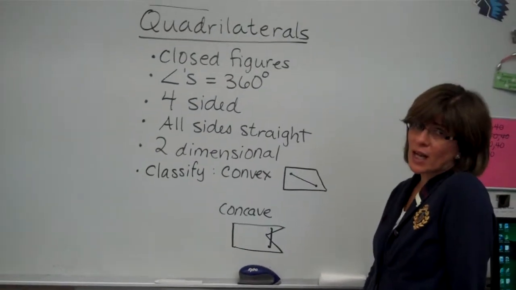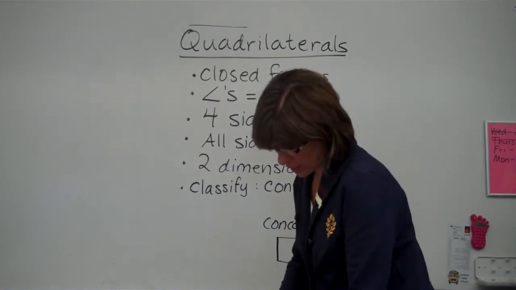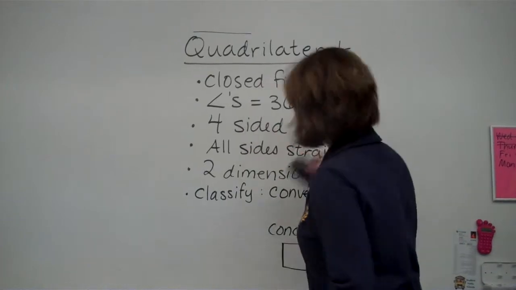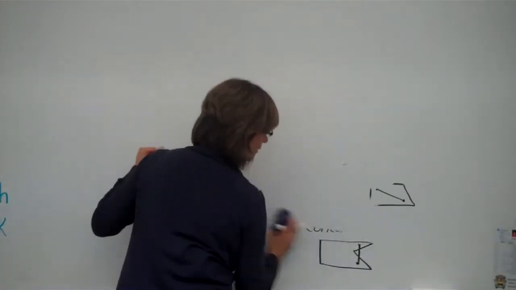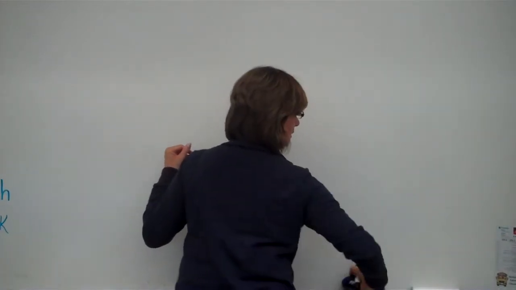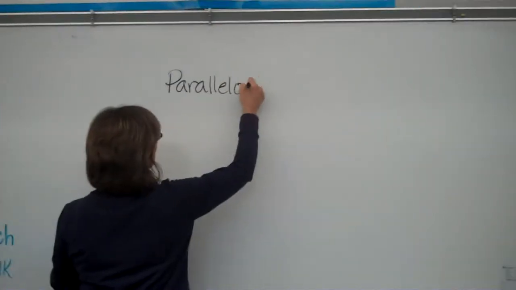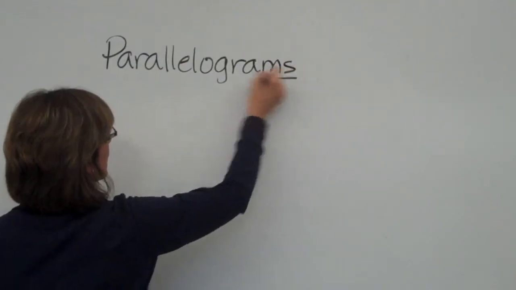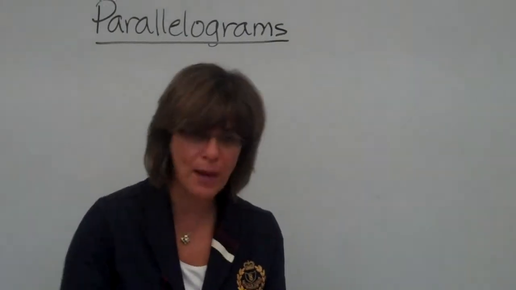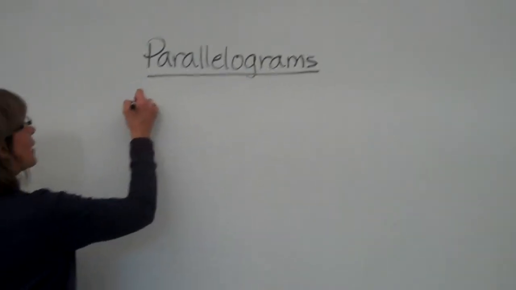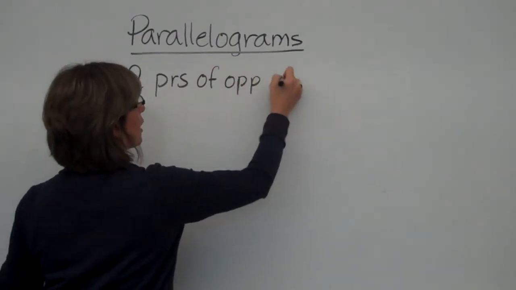now we'll talk about the different kinds of quadrilaterals, and there are quite a few of them. We're going to start with the parallelograms. A lot of quadrilaterals are parallelograms. And it really goes right with the name. Parallel means it has parallel sides. So quadrilaterals that are parallelograms have 2 pairs of opposite sides which are congruent.